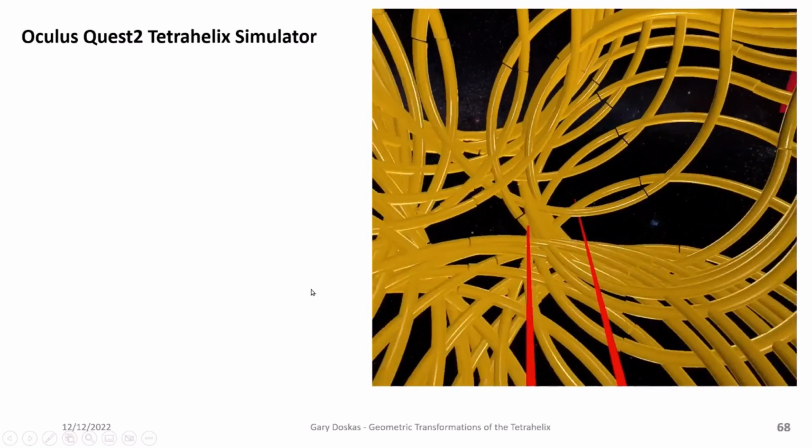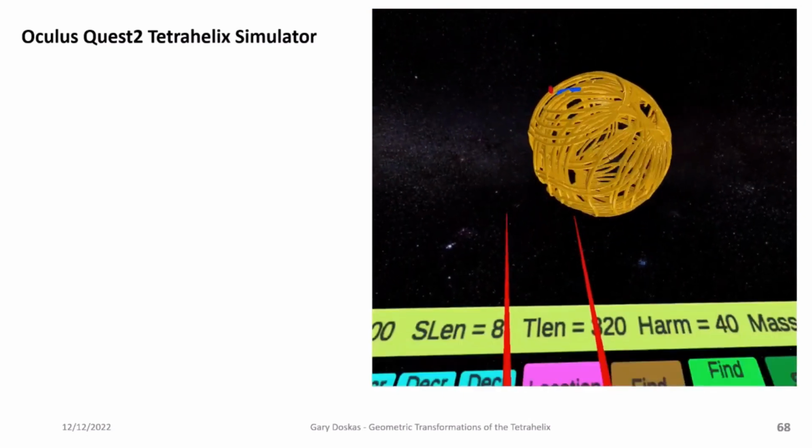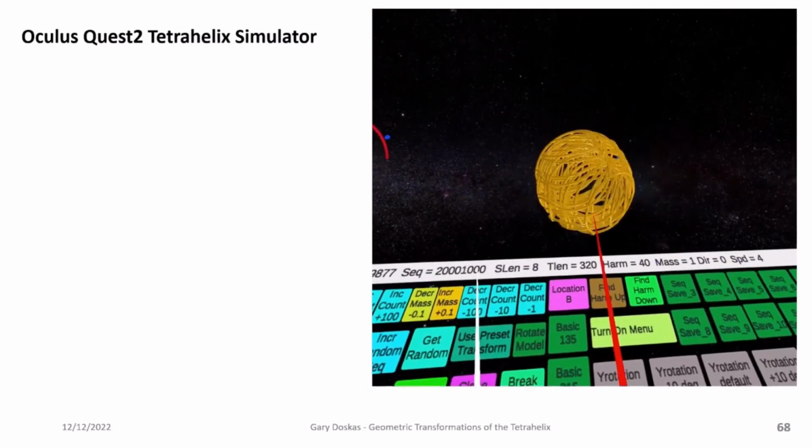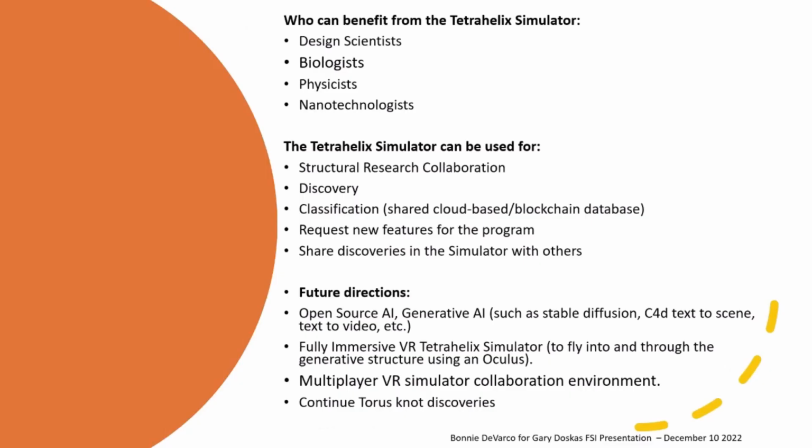And then just a little thought for the wrap up: what can one benefit from this Tetrahelix simulator? Well, design scientists, biologists, physicists, nanotechnologists may have a use for this. Again, it's an experimental tool. You could use it for any kind of structural research and collaboration.